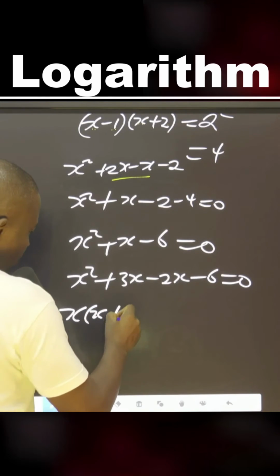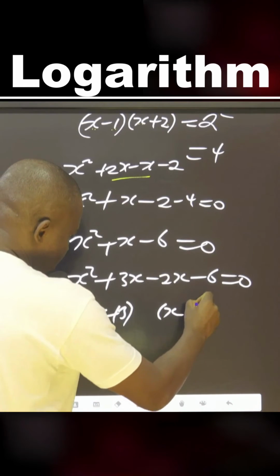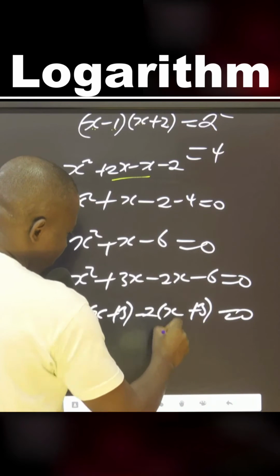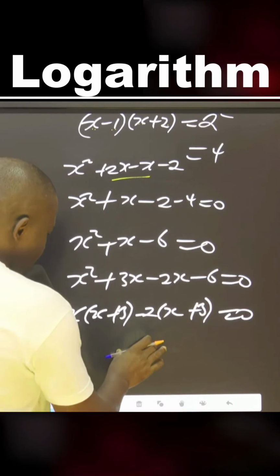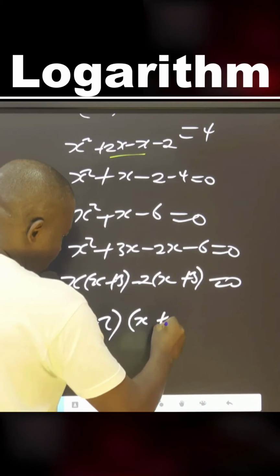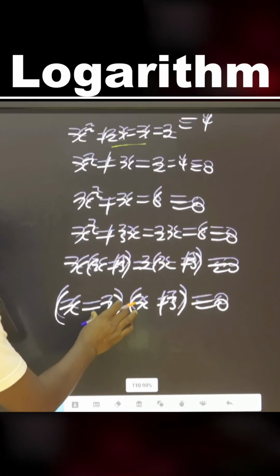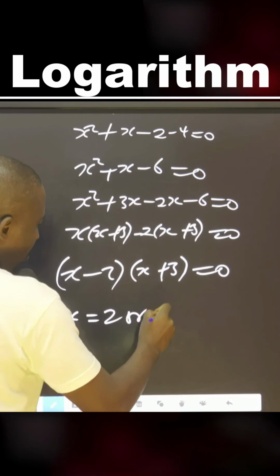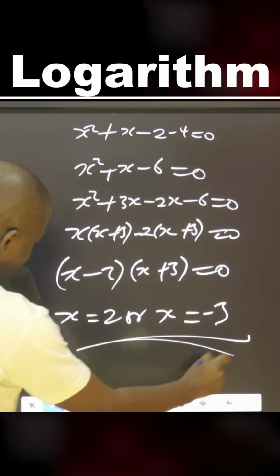Now, you do this equals 0. If you don't understand quadratic equation, please look it up. You agree with me that x equals 2 or x equals minus 3. This is the answer, okay?